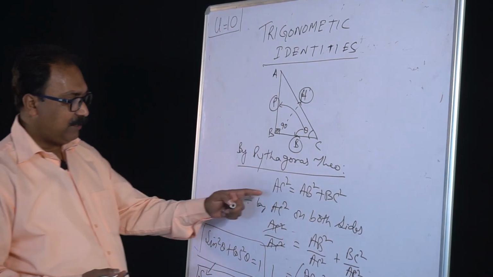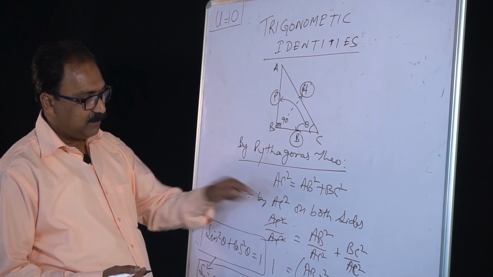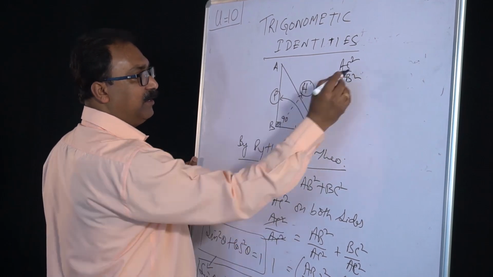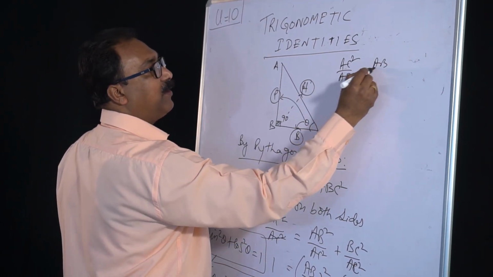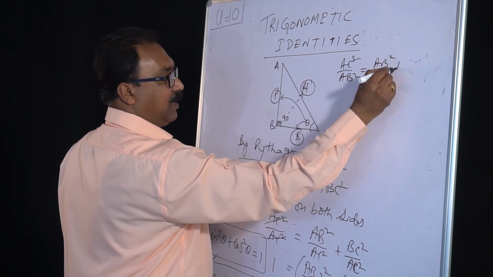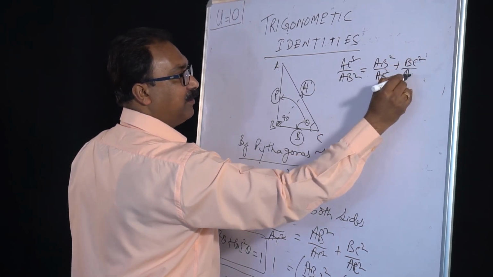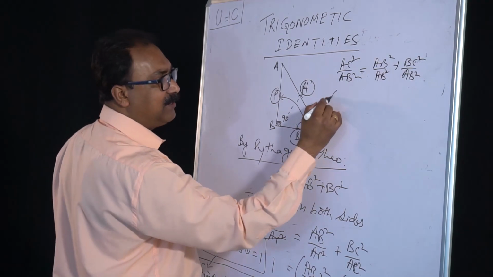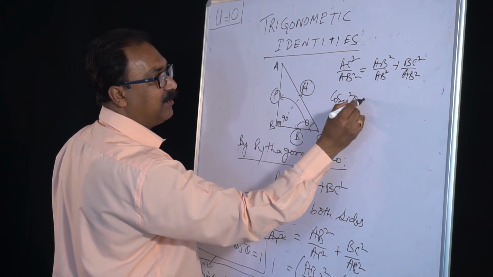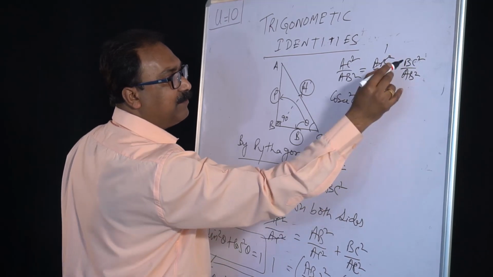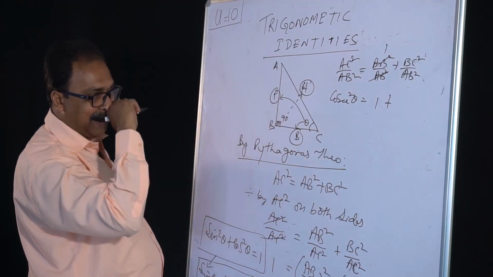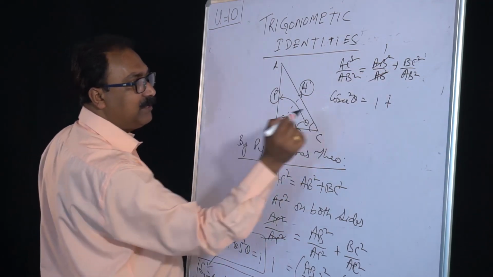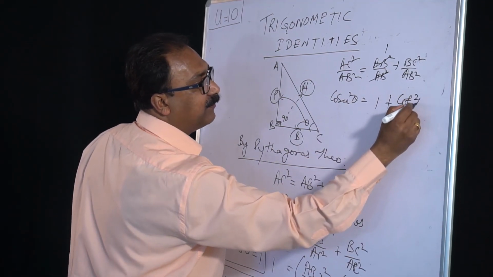Now students, look here. What I told you: if I divide this with AB square instead of AC square, what will happen? AC square by AB square is equal to AB square by AB square and BC square by AB square, correct? Now AC by AB, hypotenuse by perpendicular, what is that? Cosec square theta. And this becomes 1 plus BC by AB, base by perpendicular, what is that? Cot, so it's cot square theta.